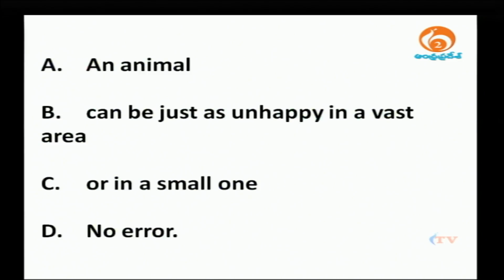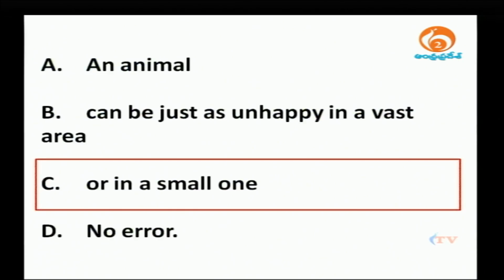An animal can be just as unhappy in a vast area or in a small one. It is C because it's not the or. Basically, it's the and factor. It can be as unhappy in a vast and a small one.